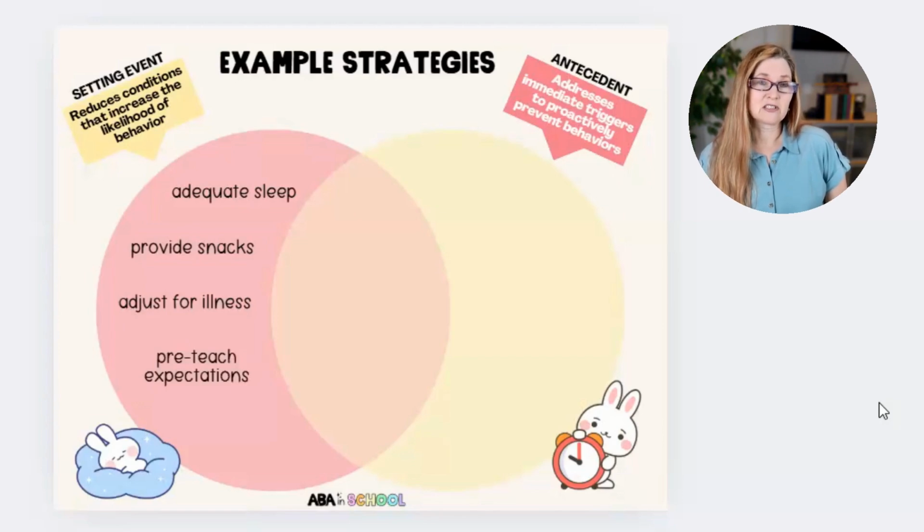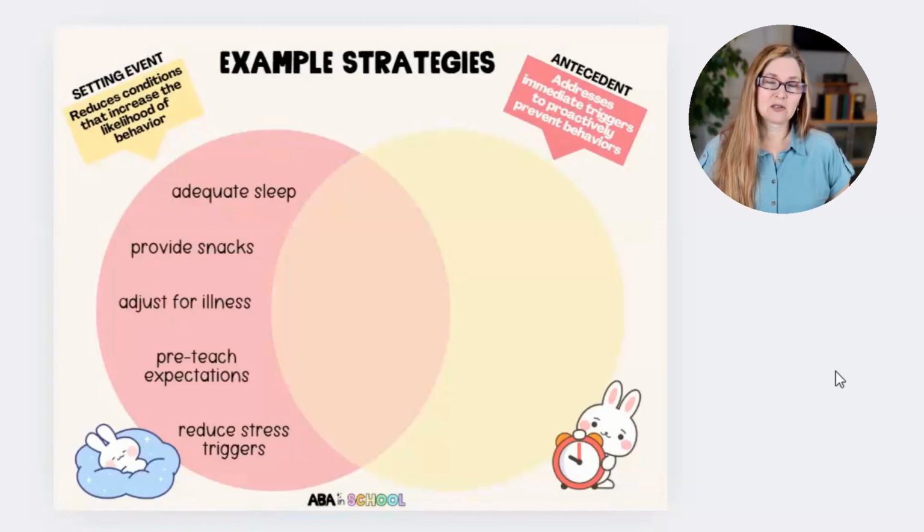Pre-teaching those expectations, so preparing beforehand, not right before things happen, but practicing things beforehand. That's when you're practicing, role playing, pre-teaching things. Those would be setting event strategies. Things that you know ahead of time are stressful for the student and avoiding them or eliminating them completely, so reducing those stress triggers. So those are all the things that I think of as setting event strategies. Are there other ones that you would consider just being setting events?